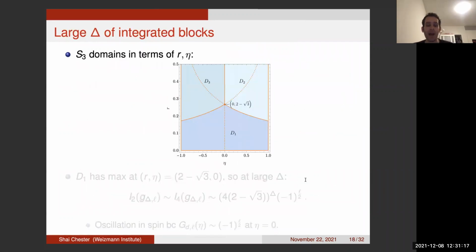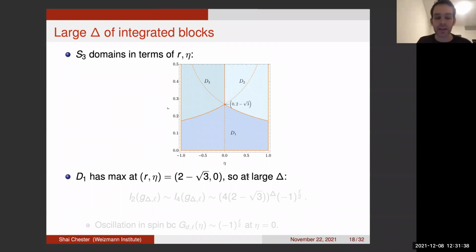Okay, so now let's show what the R2 looks like in terms of R and eta. So the fundamental domain is now given by this region at the bottom in terms of the R and eta space. And notice that this D1 region has its maximum value when eta is 0, at which point R is 2 minus root 3. And so this means if we want to study the asymptotics of the integral of a given block, then we should just look at what the largest value of R is in this domain.